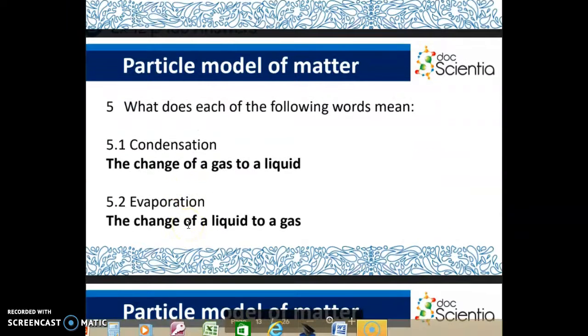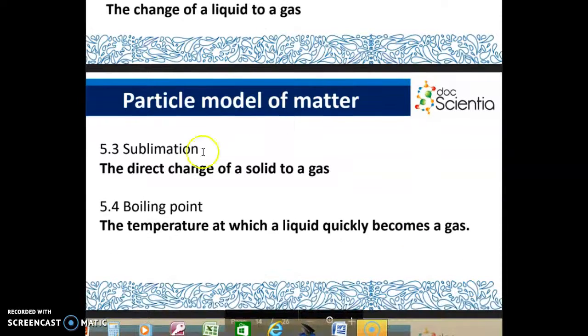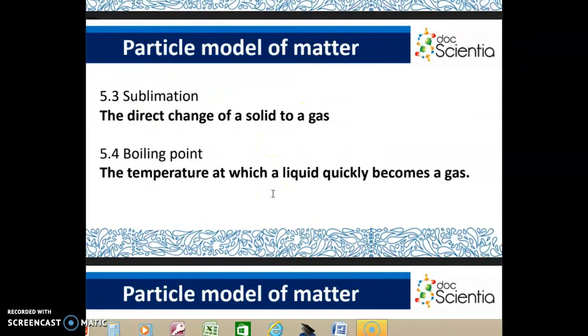Number 5. What does each of the following words mean? 5.1. Condensation. Condensation is the change of a gas into a liquid. 5.2. Evaporation. Evaporation is the change of a liquid into a gas. Sublimation. Sublimation is the direct change of a solid to a gas. So it jumps the liquid stage.